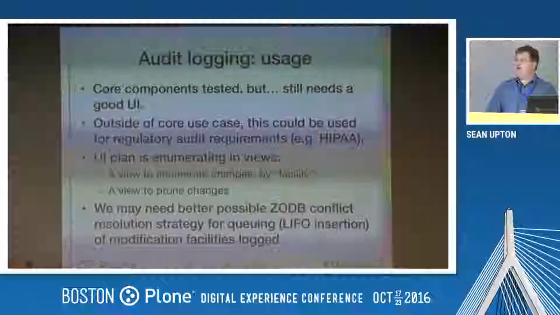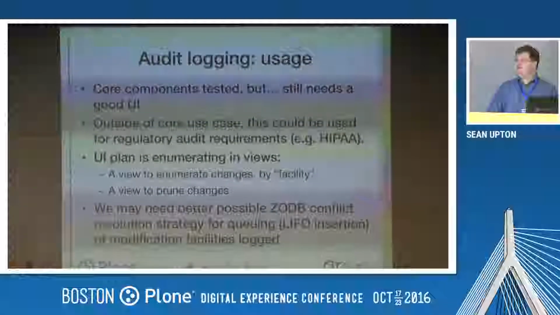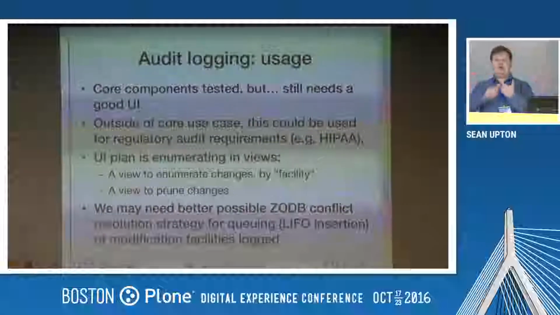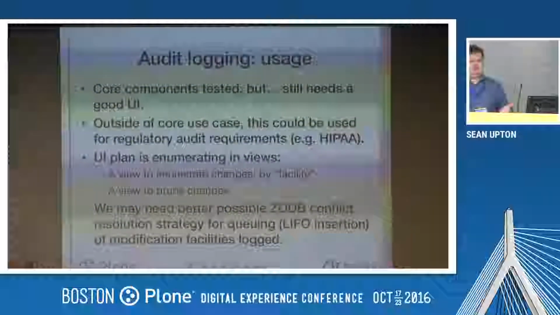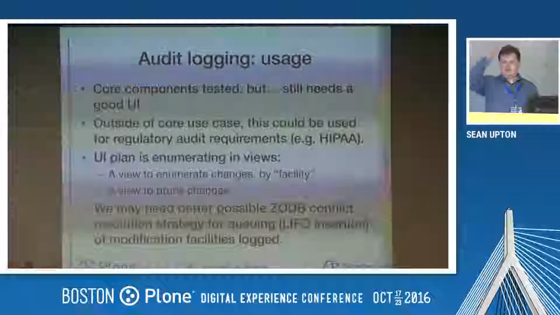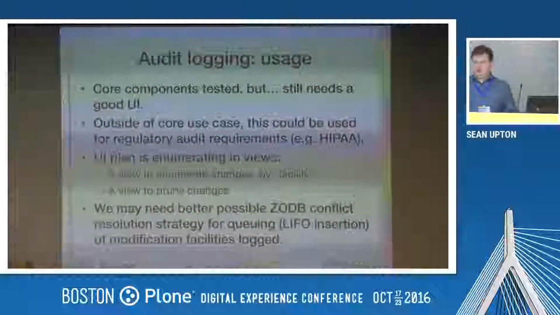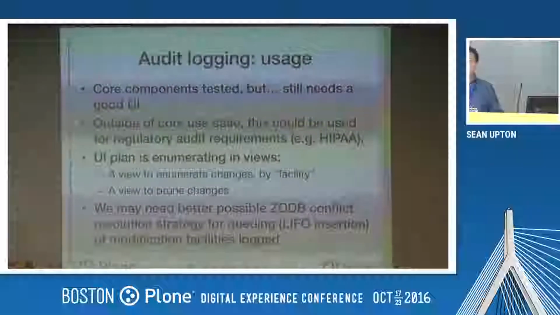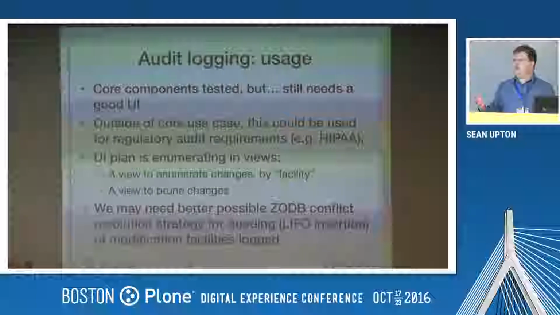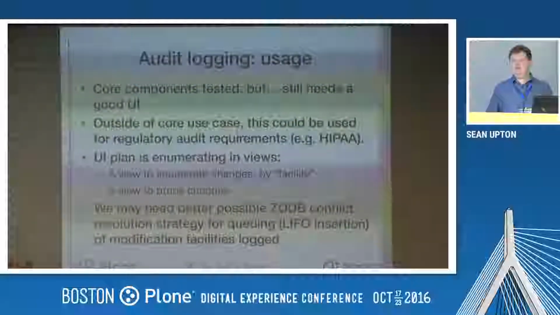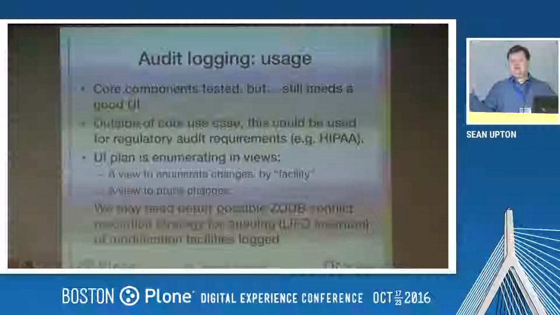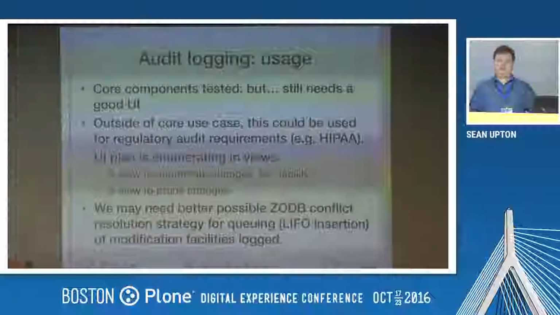But my UI plan here is enumerating things in views. And by enumerating, I mean we need to be able to view all those 4 facilities: modification, deletion, addition, and moves or renames. We need to be able to handle the fact that somebody might delete a parent object and you need to restore something that has a deleted parent. So we can handle all those cases potentially in restoration, but we also need to have a way to prune changes depending upon how long we want to keep history. So you may pack to 7 days, but maybe you want to keep 6 months of audit history.